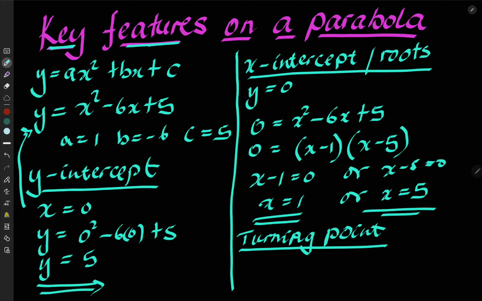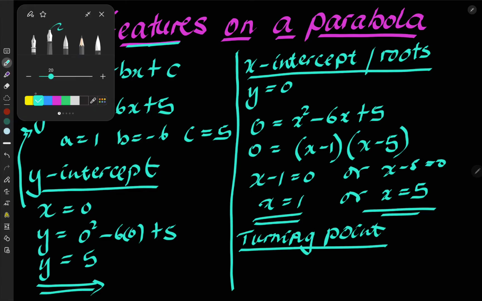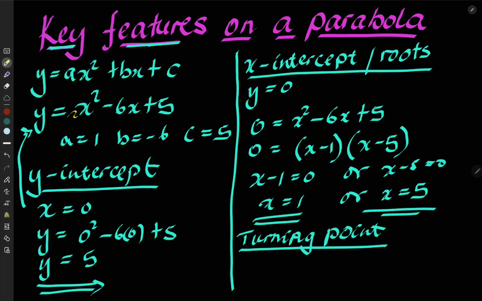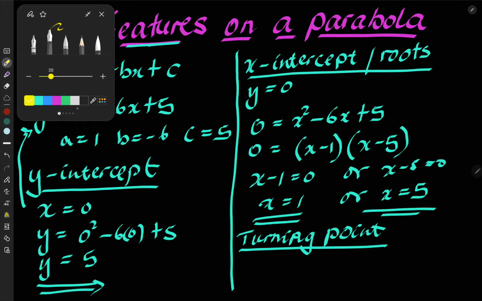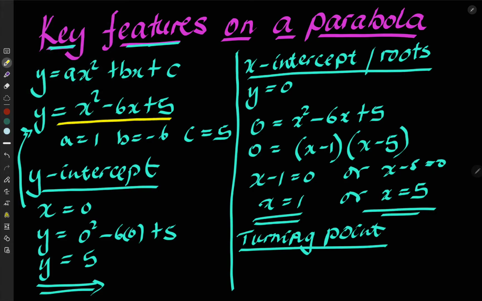So to determine the x-coordinate of a turning point, if you have an equation like this, you just let x is equal to minus b over 2a. That is how you determine the x-coordinate of the turning point of a parabola. So in this case, that will be equal to minus in a bracket minus 6, because that's our b right here, then over 2a, and that's 2 times 1, which is equal to 3.